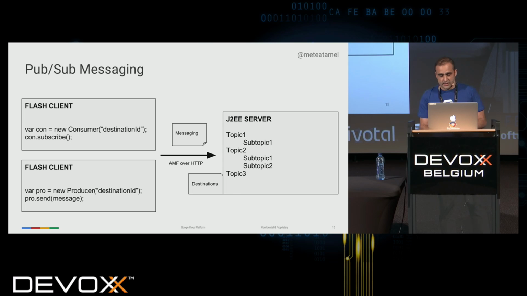So what we designed is this. We created topics and subtopics. If you know about JMS, it's similar to that. And we also created these two new constructs, consumers and producers. The producer will talk to a destination. This time it's a messaging destination. And then it will send a message. And then the consumer will subscribe to a destination and get updates. So the new constructs here are the consumer, producer, the messaging messages, and these topics and subtopics.